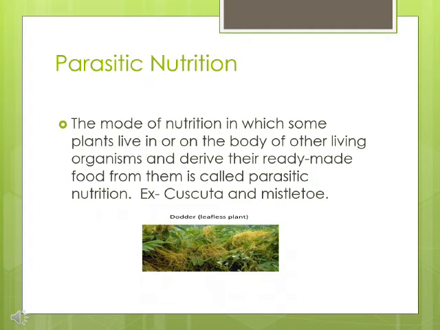There are mainly two types of parasitic plants: partial parasitic and total parasitic. Cuscuta is a total parasitic plant, and mistletoe is a partial parasitic plant.